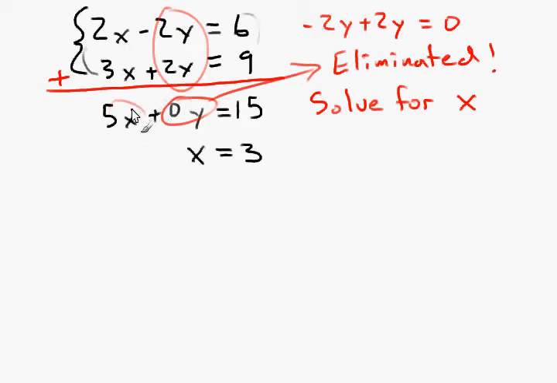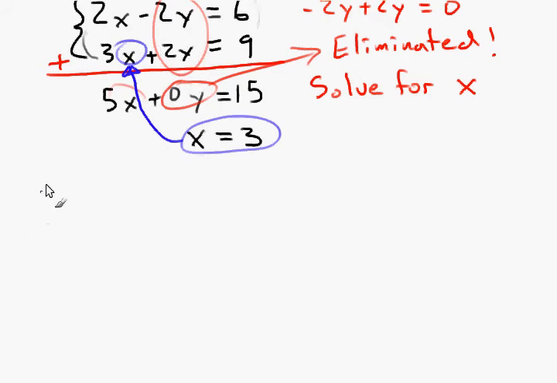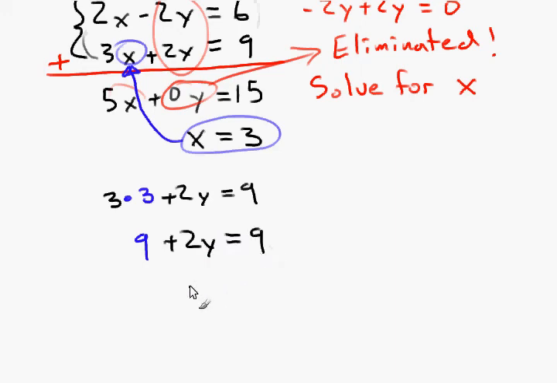But we're not done yet. We still need to find y. So let's take this value we got for x and plug it back into one of these equations. Which one doesn't matter. I'm going to go for the second one because y is positive. So we'll have 3 times whatever x is, in this case 3, plus 2y is equal to 9. So 9 plus 2y is equal to 9. 2y is equal to 0, which means that y is 0, and x is 3.